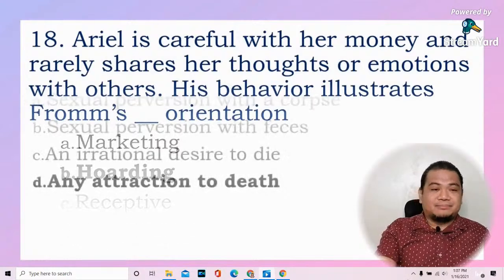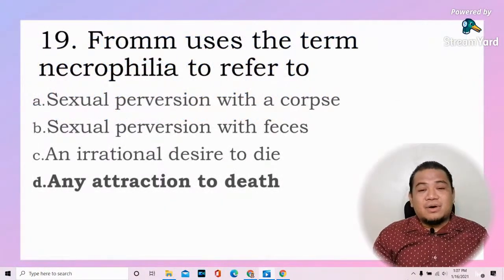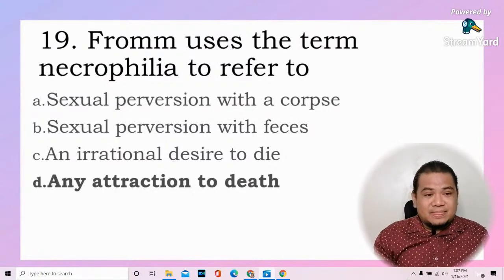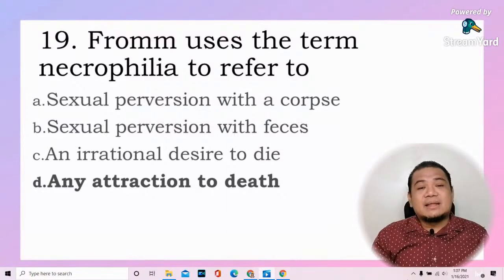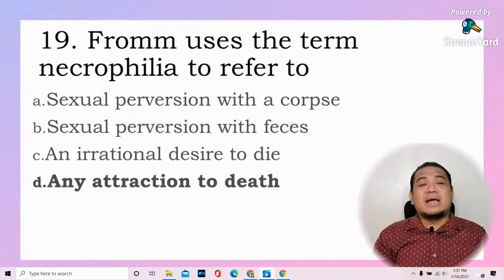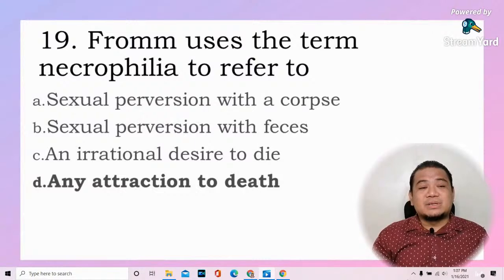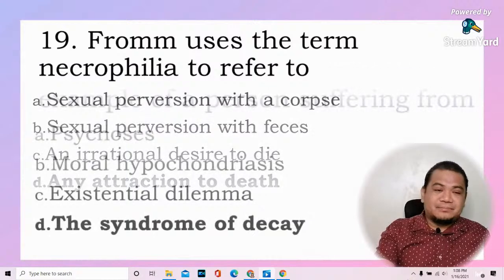Number 19. Fromm uses the term necrophilia to refer to letter D, any attraction to death. The term necrophilia means love of death and is usually referred to as a sexual perversion in which a person desires sexual contact with a corpse. However, Fromm used necrophilia in a more generalized sense to denote any attraction to death. Necrophilia is an alternative character orientation to biophilia.